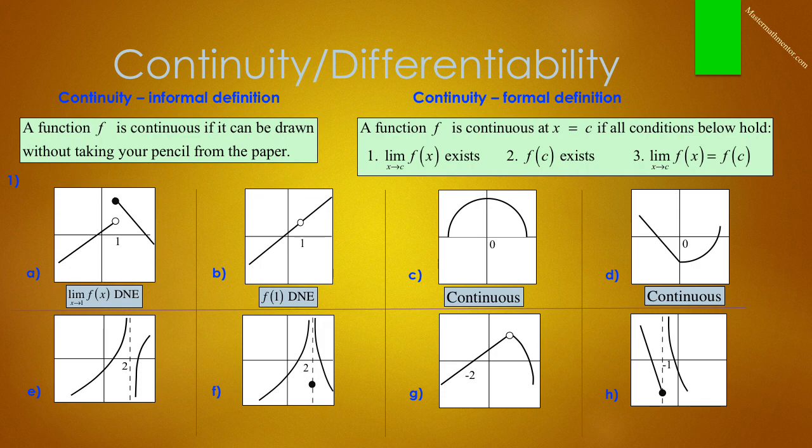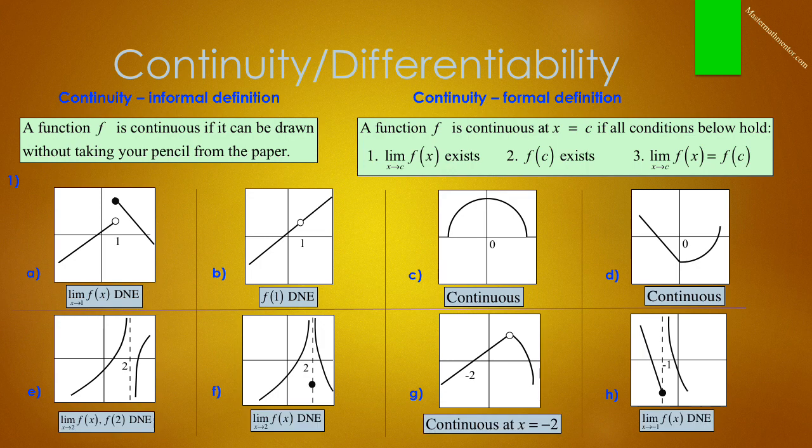Number C is continuous at x is equal to 0. And D also is continuous at x is equal to 0. E is discontinuous at x is equal to 2 because the limit of f of x as x approaches 2 does not exist, and also f of 2 does not exist. F is discontinuous at x is equal to 2 because the limit of f of x as x approaches 2 does not exist.